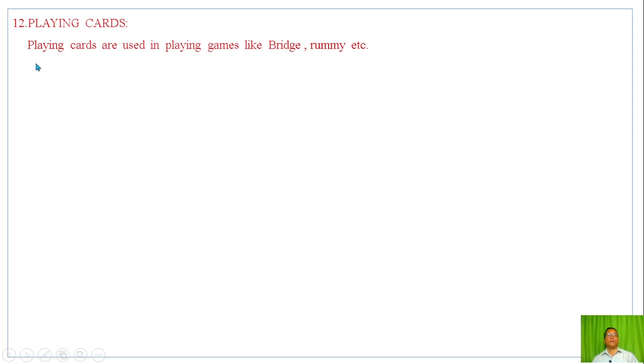Playing cards. Playing cards are used in playing games like bridge, rummy, etc.